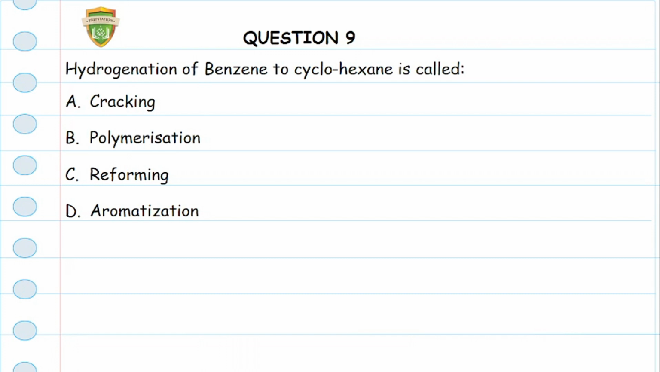And the way benzene is formed, because benzene is an aromatic hydrocarbon, the process is that a non-aromatic hydrocarbon is being transformed to an aromatic hydrocarbon. It's called aromatization. So that is option D. So we're going to go with the closest answer, which is option D.